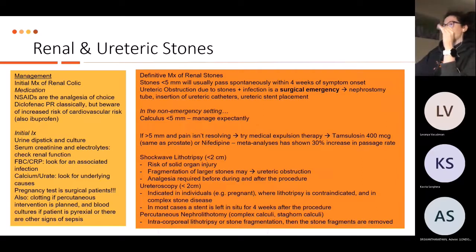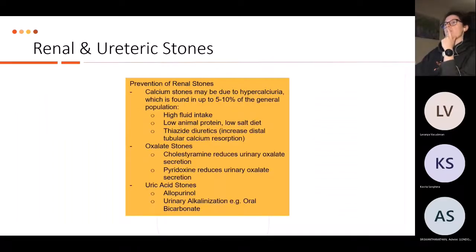Otherwise, depending on the size, and it's important to know the general sizes at which you would choose different treatments, because that can come up in questions. So you're either going to leave it, but give some painkillers and tamsulosin to help things along, or you're going to do things like lithotripsy, ureteroscopy, or percutaneous nephrolithotomy. You break up the stones into smaller sizes so they pass, and the other two are stenting to relieve the pressure and removing the stones in other ways.